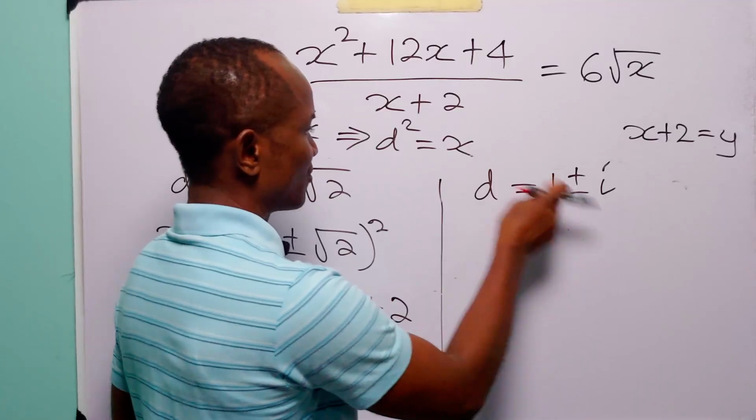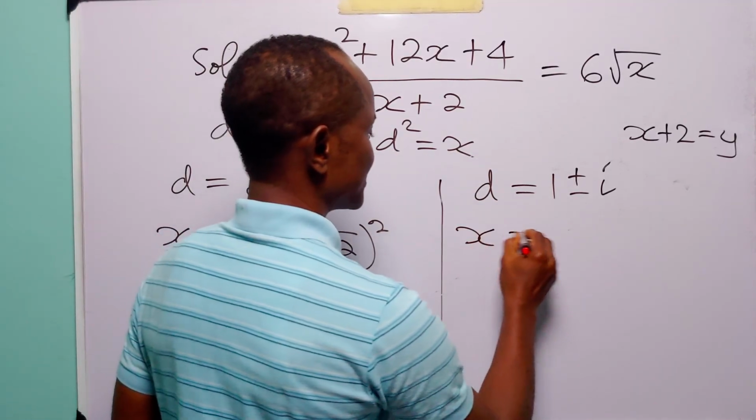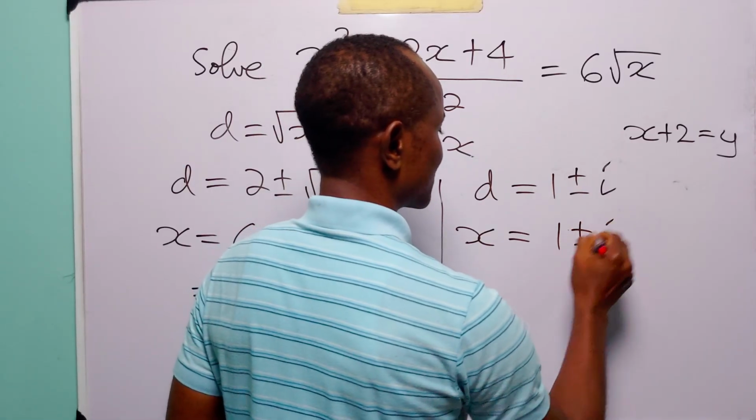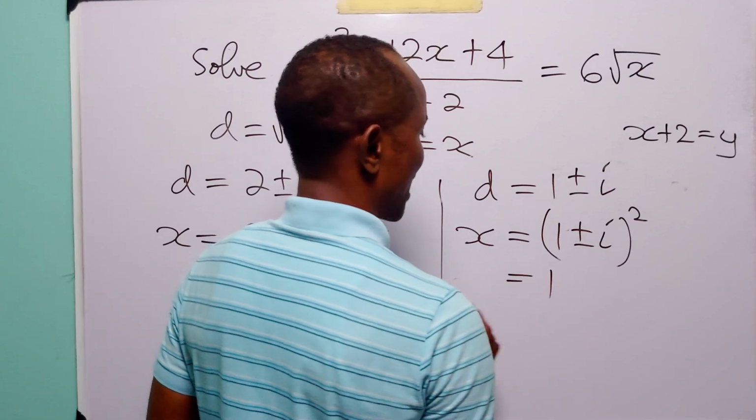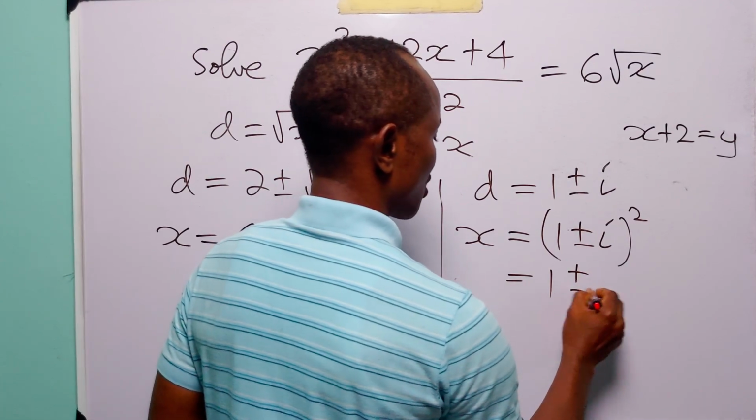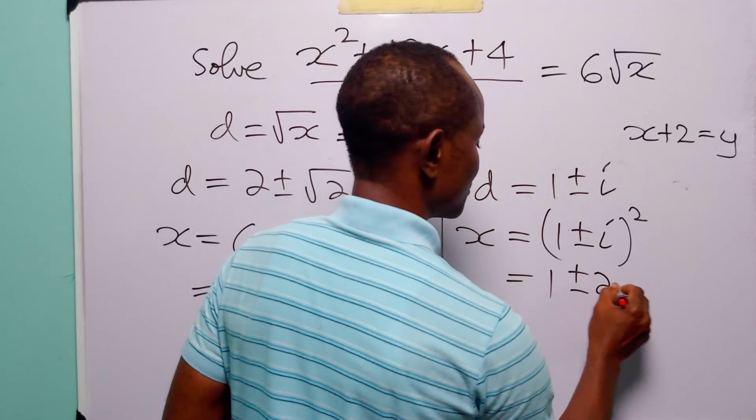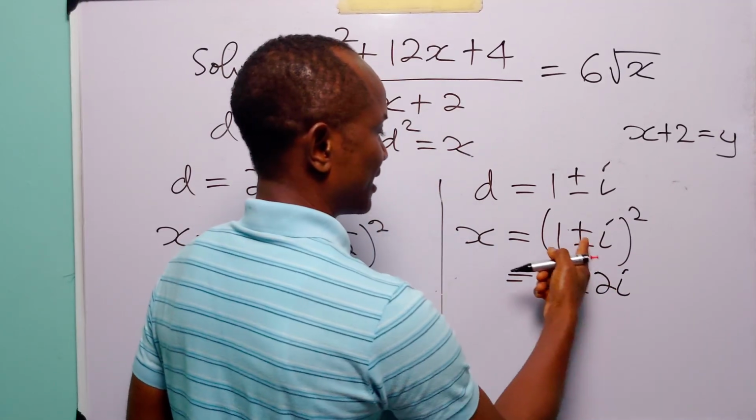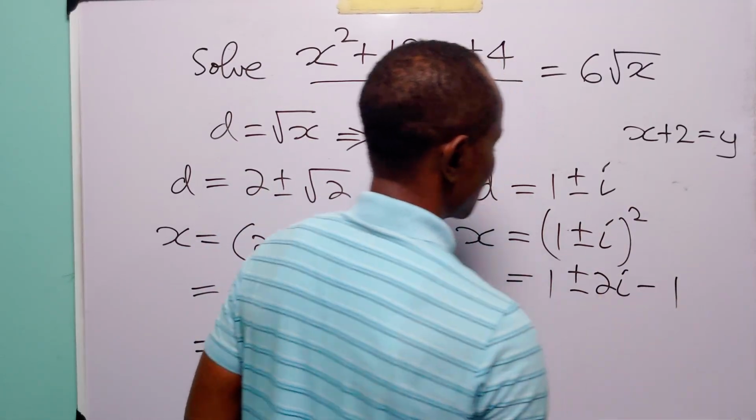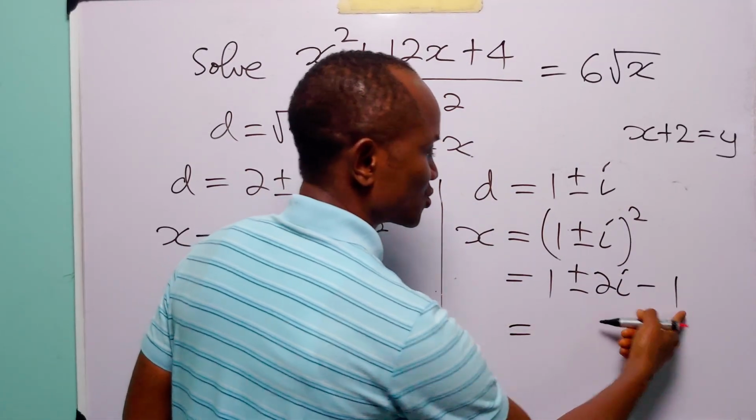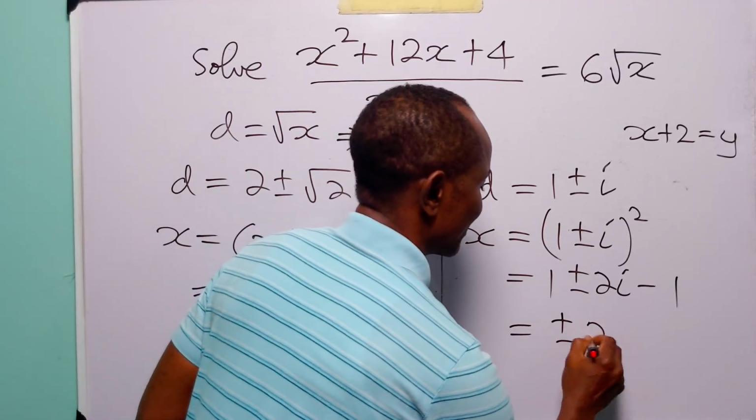And of course, from here, we can find x, which is equal to d squared. So x is equal to 1 plus or minus i squared. 1 squared is 1, plus or minus 2 times 1 times i. That is 2i. And then we have plus or minus i squared, which of course is equal to minus 1. 1 minus 1 is 0. So we have that x is equal to plus or minus 2i.